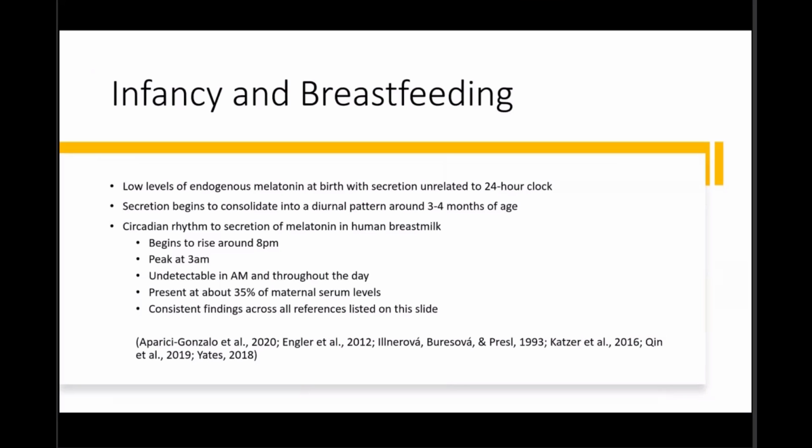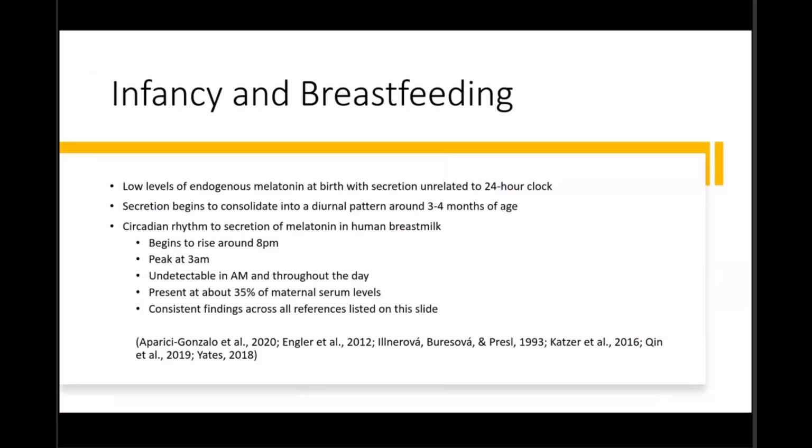The breast milk levels are about 35% of maternal serum levels at any given time. And then you've got several articles listed here, with pretty consistent findings across all of these articles as far as the pattern and levels of melatonin detected in maternal milk. Some of the recommendations in these articles talked about being sure that moms are feeding in dim light throughout the night, because if they're inhibiting their own melatonin secretion because of light perception, theoretically that could also inhibit the levels in breast milk.